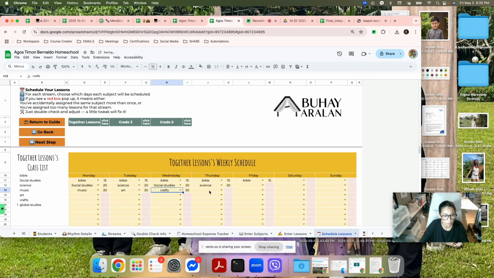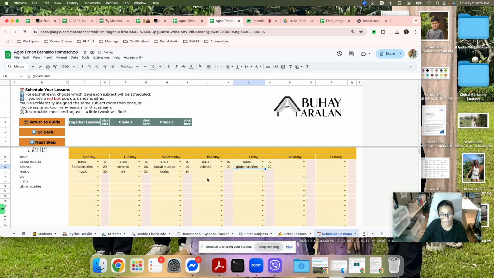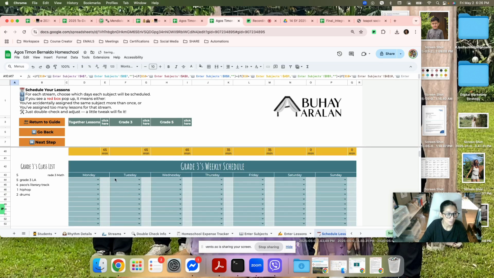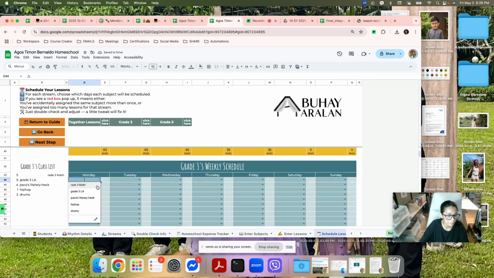That's why my kids like Wednesdays, because it's crafting. As you can see, the numbers disappear here. Okay? It means you've scheduled everything. Okay, for Paco, he does math and language arts every day. So I'm just going to paste that there. Okay? And then he does his hip-hop on Wednesdays.